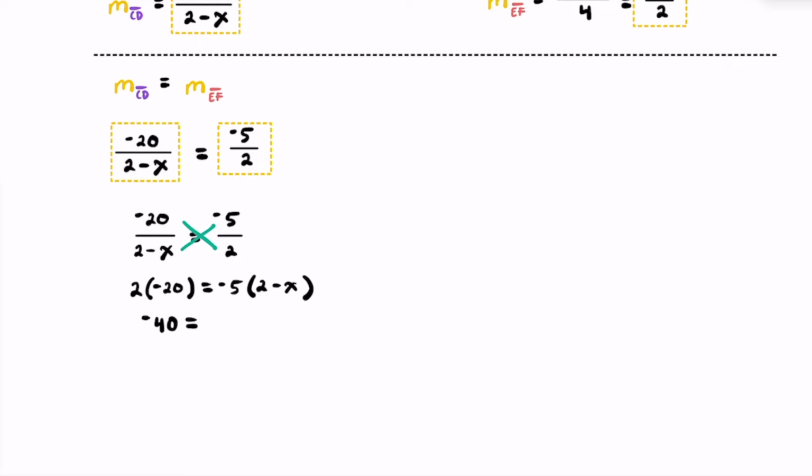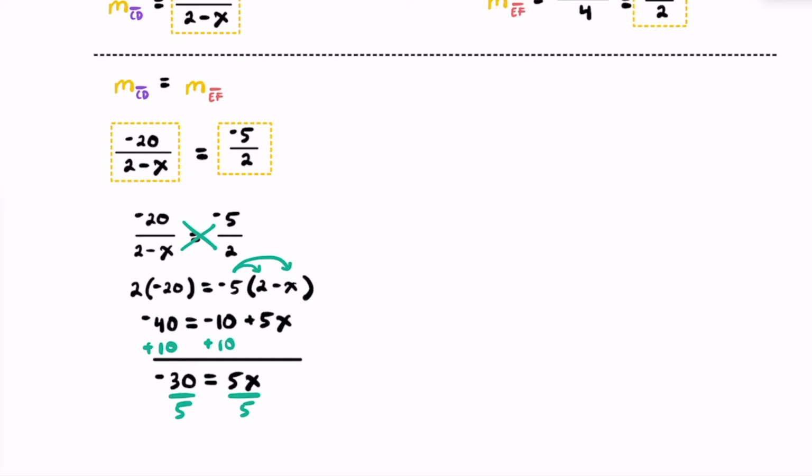And then on the right side, let's go ahead and distribute this -5 to this 2 and to this -x. So -5 times 2 is going to be -10. And then if we take this -5 times -x, that's going to be a +5x. At this point, we just have a two-step equation. And we can go ahead and add 10 to both sides, so we get -30 on the left side, and we're going to get this +5x on the right side.